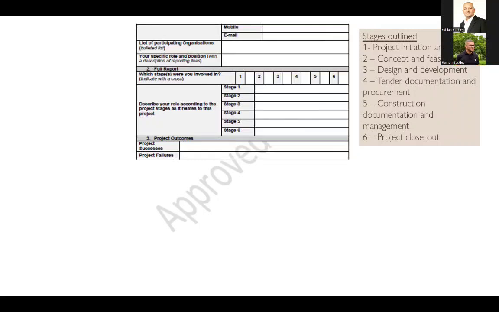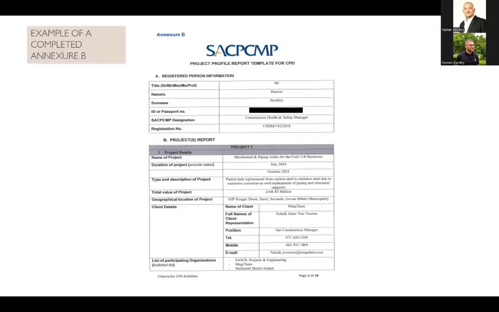So you will mention there, for example, I'll give you an example. Let me actually go through to the example for you now. It's going to make it a lot easier. This is one that I've completed exactly as the previous template indicates. It's all the project information. You've got project, name of project, mechanical and piping works for Unit 218 shutdown. Duration of project was July 2024 until October 2024, right?